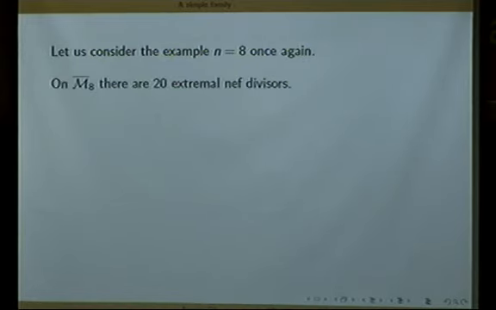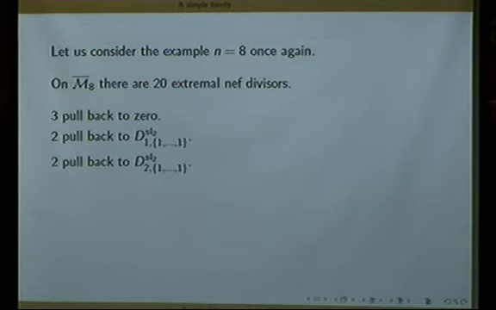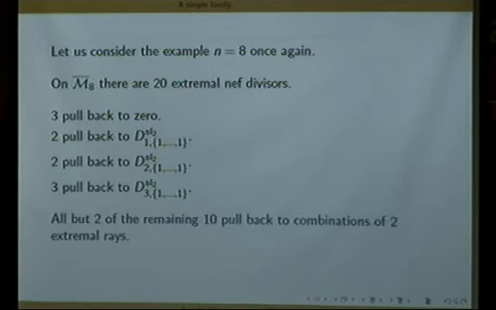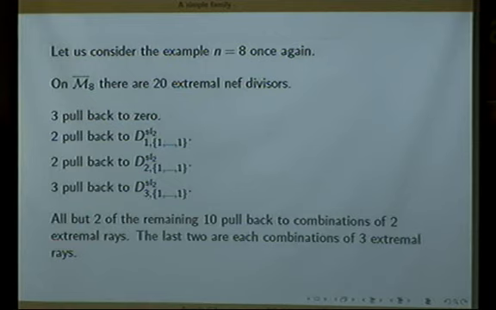Okay, so let's look at n equals 8. I can't draw the nef cone for M8 bar. It's too big. But I'll just tell you what happens. There are 20 extremal nef divisors on M8 bar. 3 of them pull back along this map to 0. 2 of them pull back to sl2 level 1. 2 pull back to sl2 level 2. 3 of them pull back to sl2 level 3. And all but 2 of the remaining 10 pull back to combinations of 2, so they lie in faces spanned by 2. And the other 2 you can write as a sum of 3.